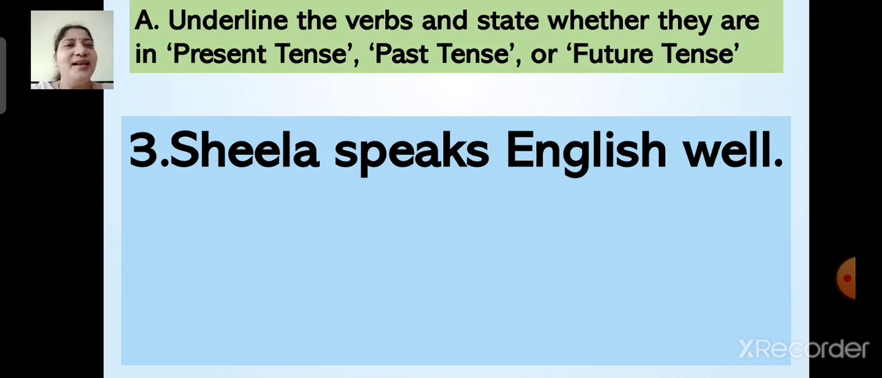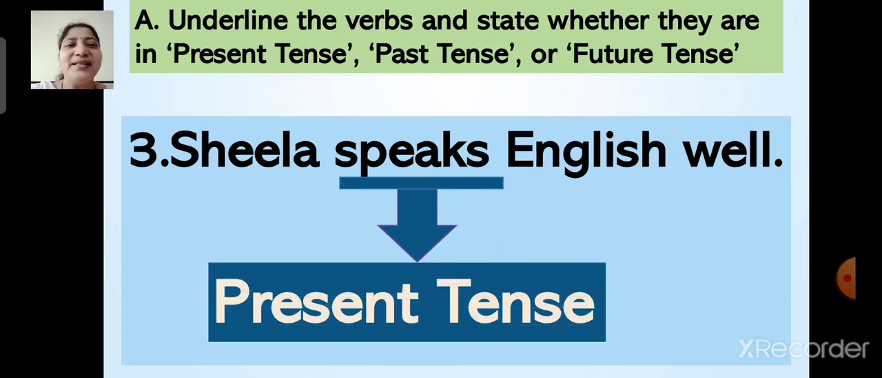So children, let us underline the verb speaks. Now children, tell me whether the verb speaks is in present tense, past tense or future tense. Yes, you are right. The verb speaks is in present tense.